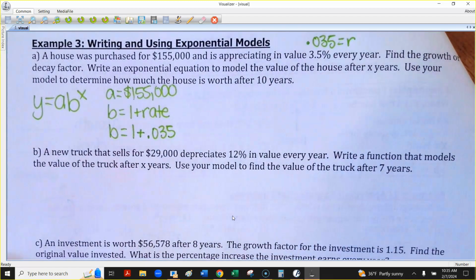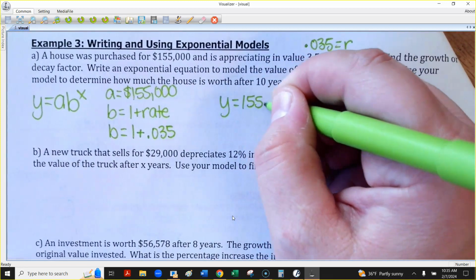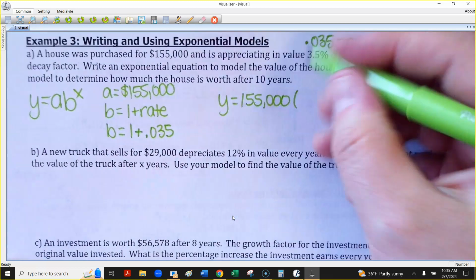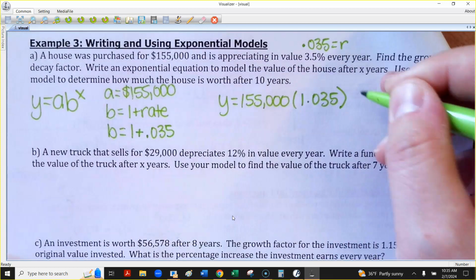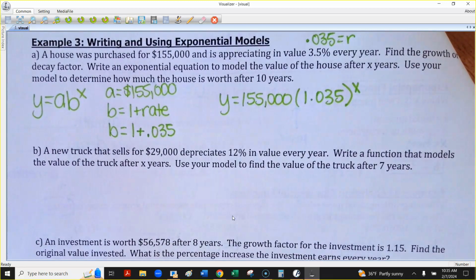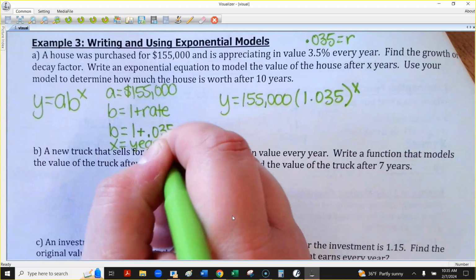So here's the general formula for this. We paid $155,000. Now, if I actually add 1 to 0.035, we'll have 1.035. And then to the x, that would be a general form for how much this house is worth after, we don't know how many, x would be years. All right, so there's a general formula for it.